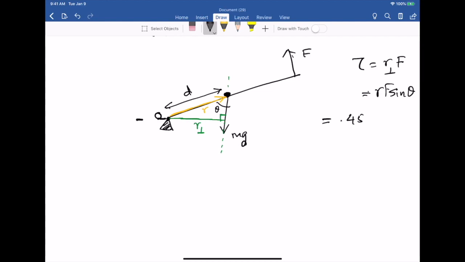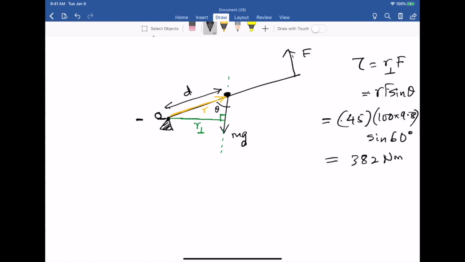0.45 multiplied by mg. M is 100, g is 9.8. So 100 times 9.8. That's the F times sine of 60 degrees. And if you work that out, you should get 382 Newton meters. Okay, so that is the torque exerted by mg about the point O, right?